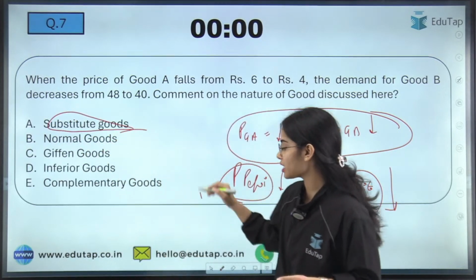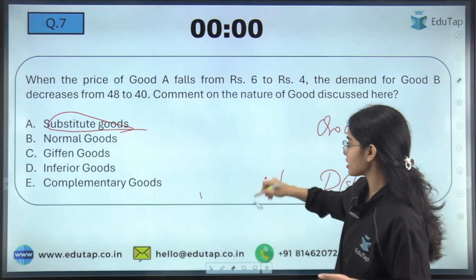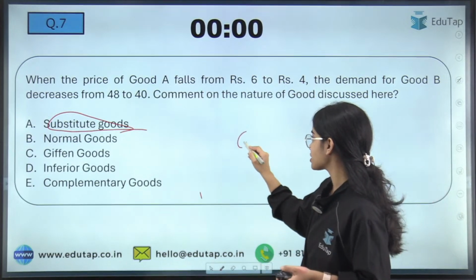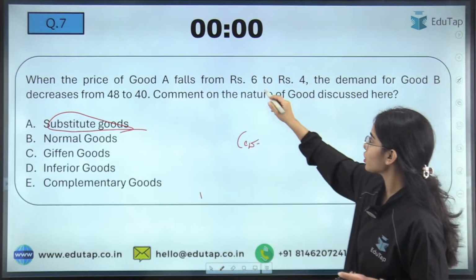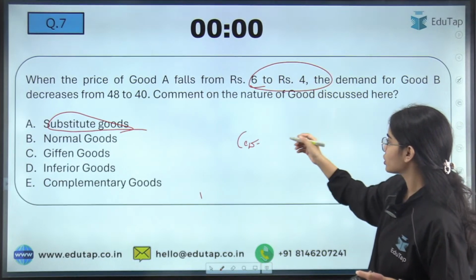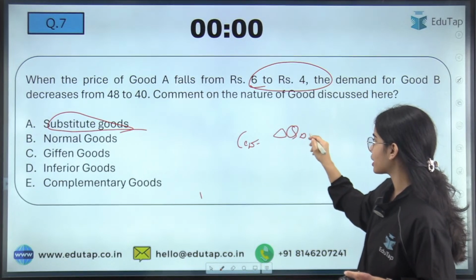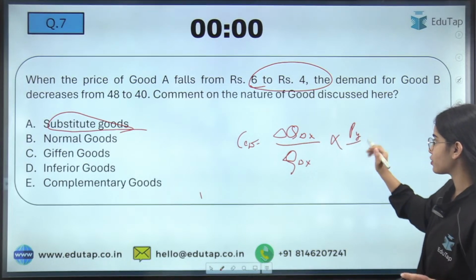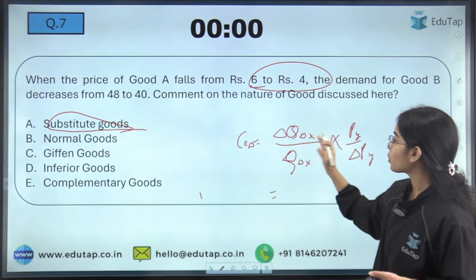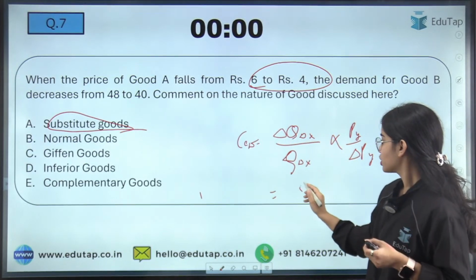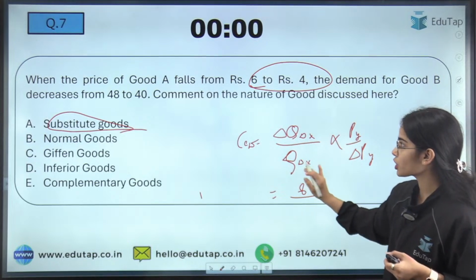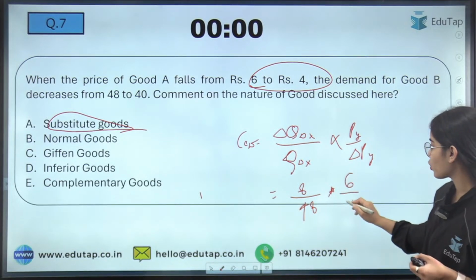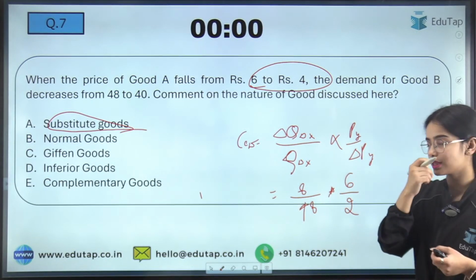And can you tell me what the cross elasticity of demand is? What is the number? Can you use the formula and tell me the cross elasticity of demand? So the cross elasticity of demand formula is change in quantity demanded of X, divided by original quantity of X, multiplied by the original price of Y, divided by change in price of Y. So the change in quantity demanded is 8. Your original quantity was 48, multiplied by the original price, which was how much? 6, and it has fallen by 2. So the change in price of Y is 2.